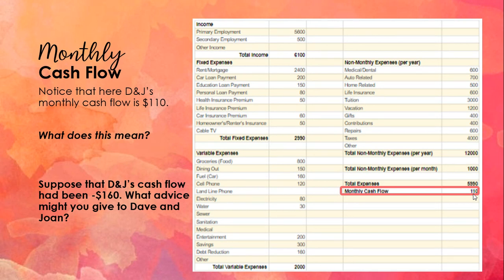My question to you that I'm not going to answer, but I'll have you answer in the hyperdoc, is suppose that their cash flow was negative $160. What advice might you give to Dave and Joan? So based on everything we know so far about charting these budgets and determining this cash flow, what financial advice would you give to Dave and Joan to help their situation go from the negative to the positive, or perhaps even just break even?